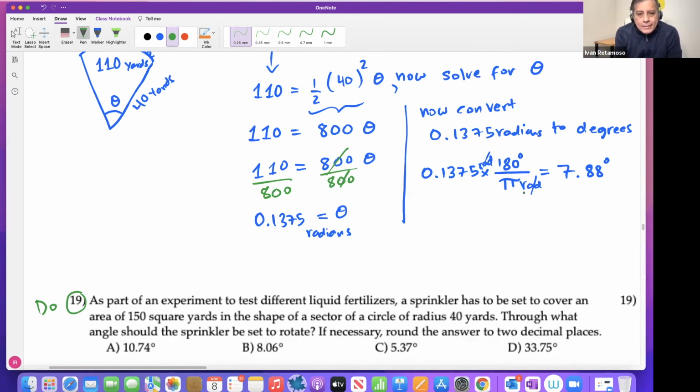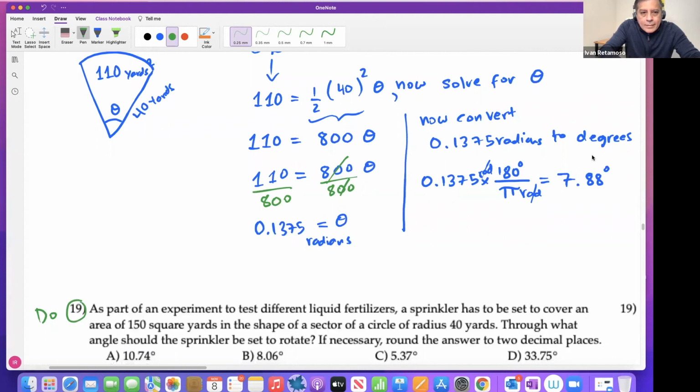Once you find your answer, since it comes up in radians, then you have to convert it to degrees, right? Try, guys. Let's go and take a look at this. And this is going to help you on your homework that is already posted in your account, okay? Some problems, they will ask you to find the radius or find the angle. So follow this.